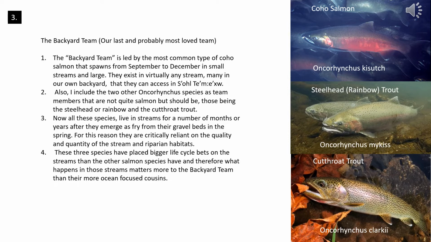So for this reason, they are critically reliant on the quality and quantity of the stream and riparian habitats, and that's what this story is about. So these three species have placed bigger life cycle bets on the streams than the other salmon species have, and therefore what happens in those streams matters more to the backyard team than their more ocean-focused cousins.